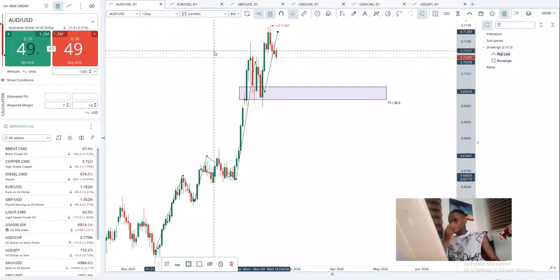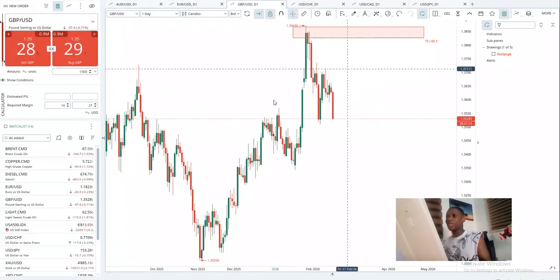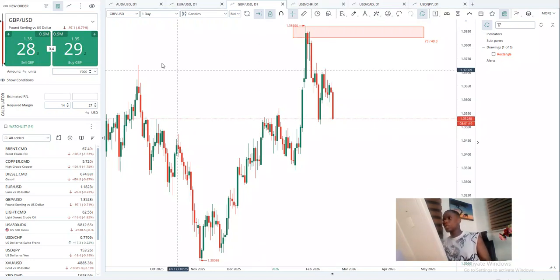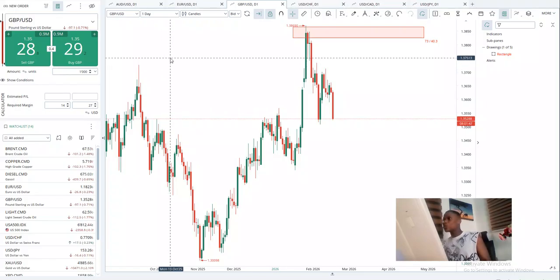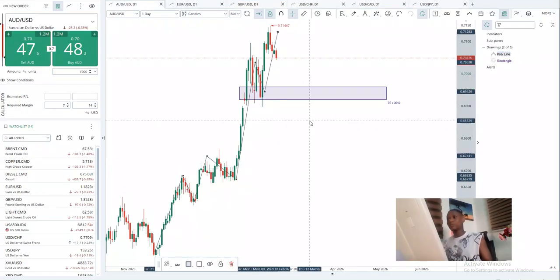Now, the reason that you should wait for market of AUD USD to break the support level is that already you having the AUD USD and the GBP USD already in the downwards direction, which is in the bearish direction. So it gives that leverage. Okay, it gives that leverage for you to sell whenever AUD USD breaks the support level.